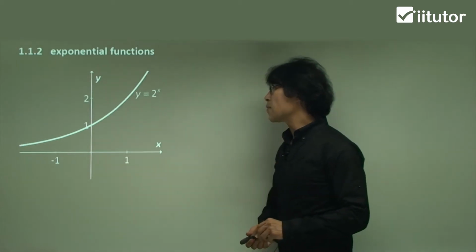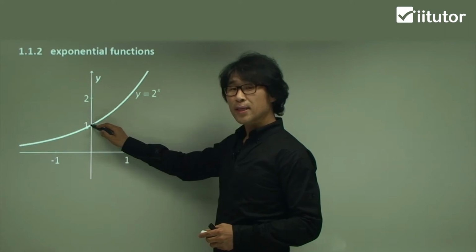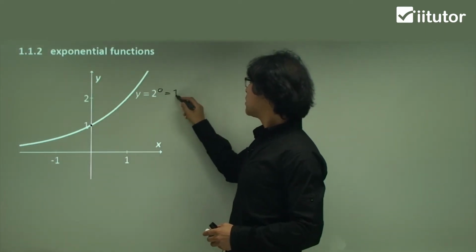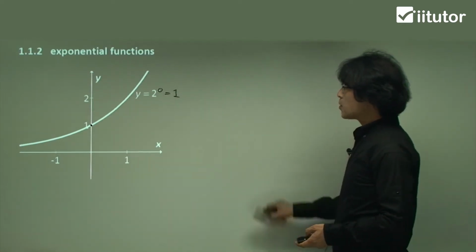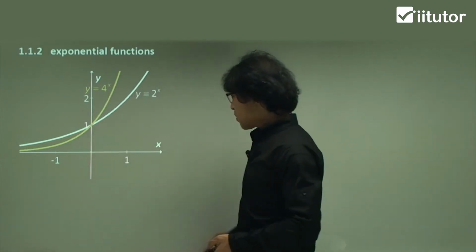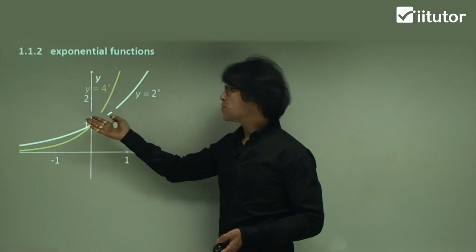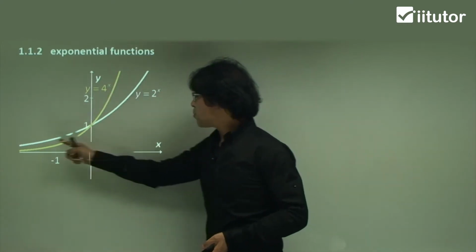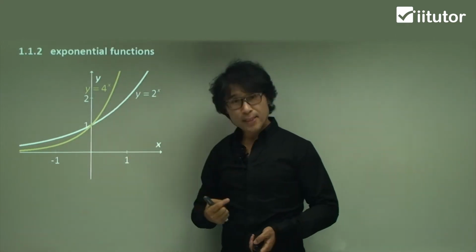The other characteristic of this graph is that it always passes through the y-intercept of 1, which is, if x equals 0, y is 1. So that's the situation. What's happening here with 2 to the power of x: the bigger the base, the steeper the graph. So if the base is bigger than 2, it becomes steeper, but it still passes through the same y-intercept.